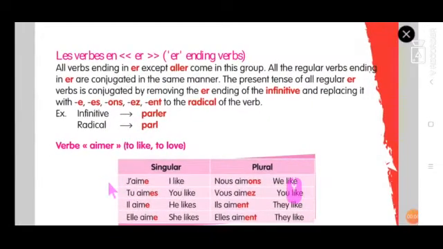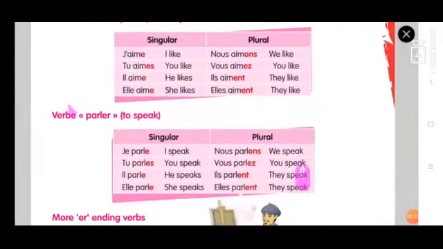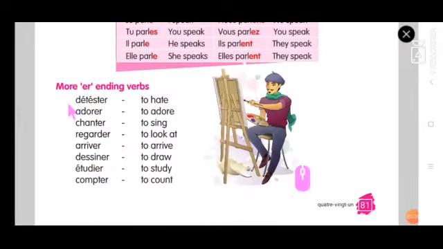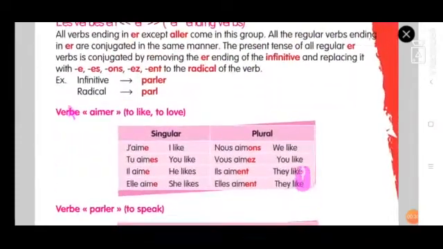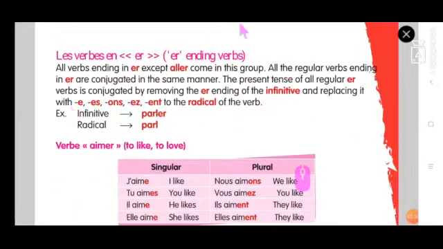Last class we were seeing this new topic, les verbes en ER. We are going to once again revise this and then step into the exercises. So let's start. Take your book, page number 81. Those who have the new book or old book, just refer to the page where there are the ER conjugations. First I'll read it once.